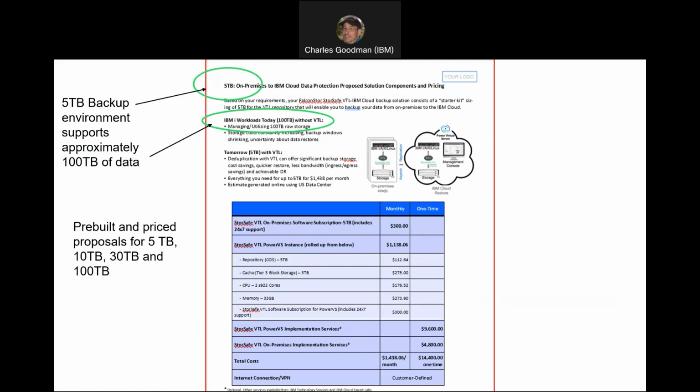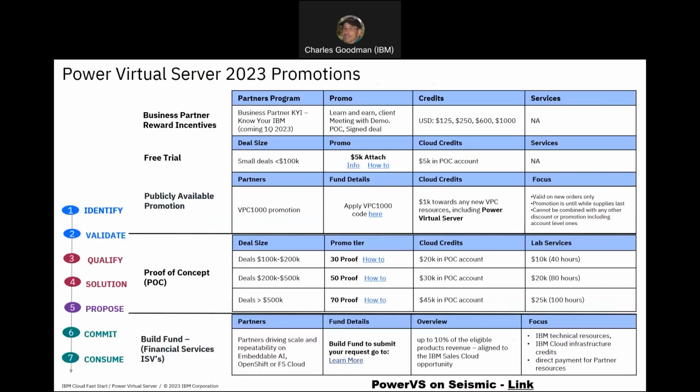Now let's say your customer is interested in this, and they want to look at either this Falcon Store, or they want to look at Power VS in more detail. Let's look at some of the programs we have to help you show your customer Power Virtual Server. So on this page, what I want to draw your attention to is in the middle, the proof of concept. There are 3 different sizes here, a 30 proof, 50 proof, and 70 proof. That actually has nothing to do with alcohol, but everything to do with proof of concept.